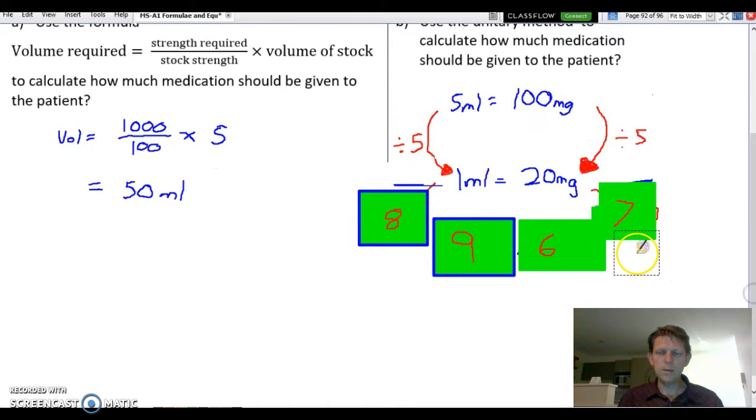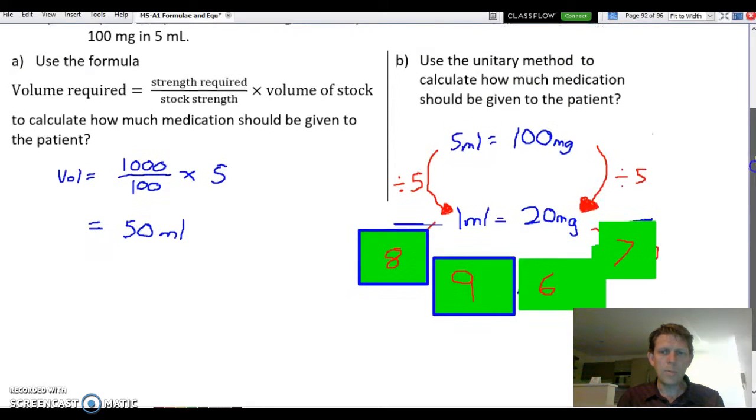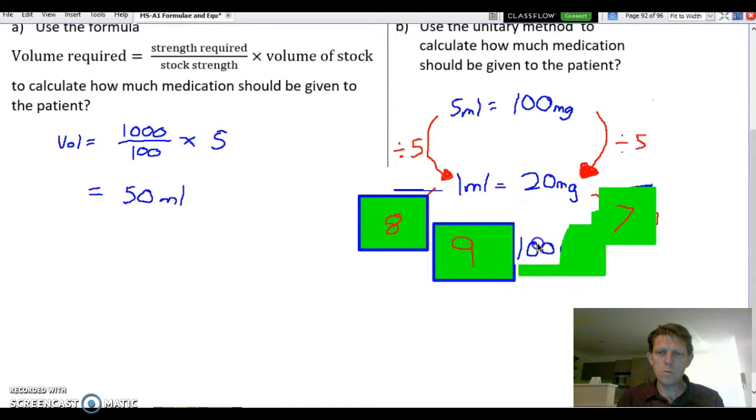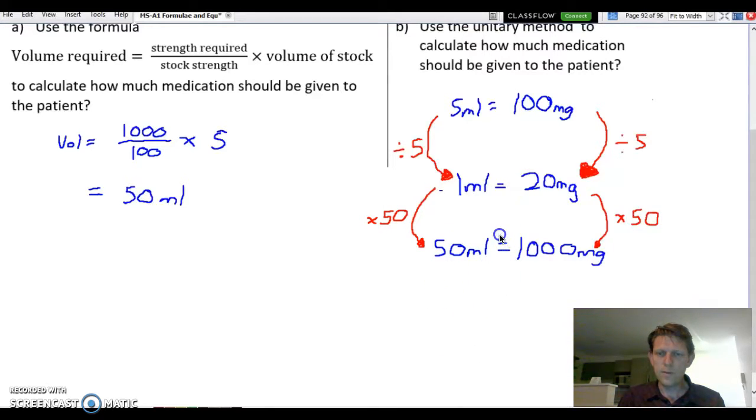I'm just going to roll down here a bit. There we go. Okay, so now we've got 1 mil equals 20 milligrams. But what we actually want to know is how much does 1,000 milligrams equal? We need to know what happens when it's 1,000 milligrams. So to get from 20 to 1,000, what do we have to multiply that by? We can do this just by putting in 1,000 and dividing by 20, and that's going to tell you that we have to multiply by 50 to get there. So that means we have to multiply this side by 50 as well. So that leaves us with 50 mils. So 1 mil times 50, 50 mils, is going to give us 1,000 milligrams.